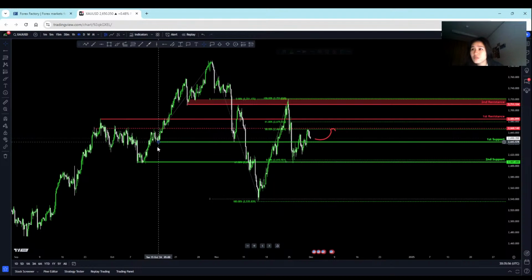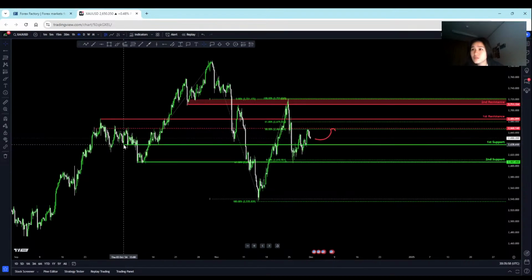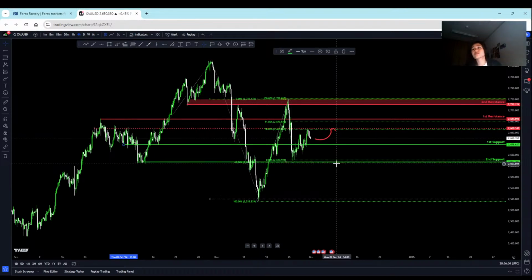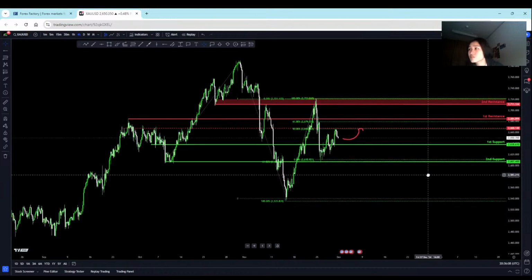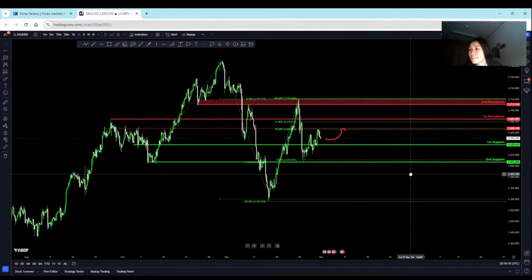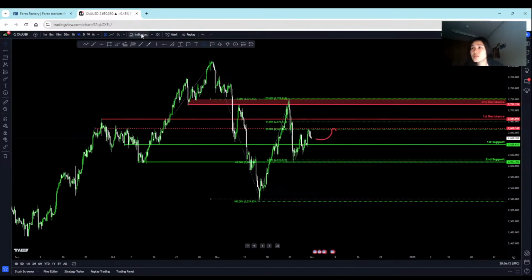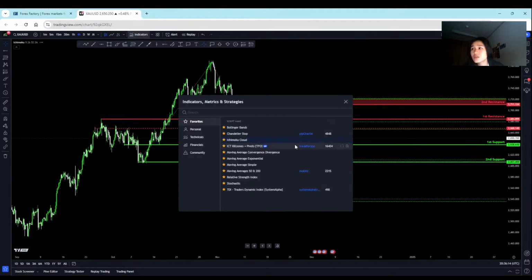Yeah, because this level is pretty significant, we can see prices have reversed off this level a couple of times. So let's maybe look at some indicators.